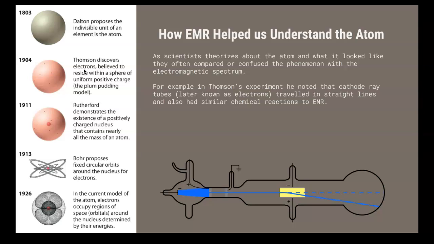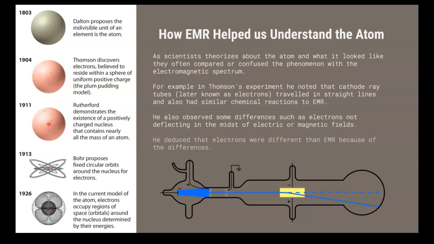For example, electrons, which he called cathode ray tubes, were traveling in straight lines just like EMR would, and also had similar chemical reactions that were producing light, okay, visible light in the EMR spectrum. So he also observed some differences. First of all, electromagnetic radiation would be influenced by electric and magnetic fields because it is an electric and magnetic field itself. If you have other electric and magnetic fields interfering with it, it would then change the course of the EMR, but electrons didn't seem to do the same thing.